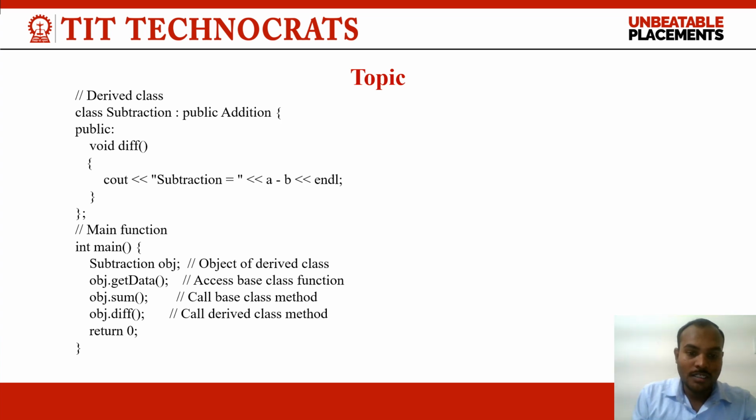Object dot get data to access the base class function. Object dot sum calls the base class method. Object dot diff calls the derived class method, and return 0 to execute our program properly.